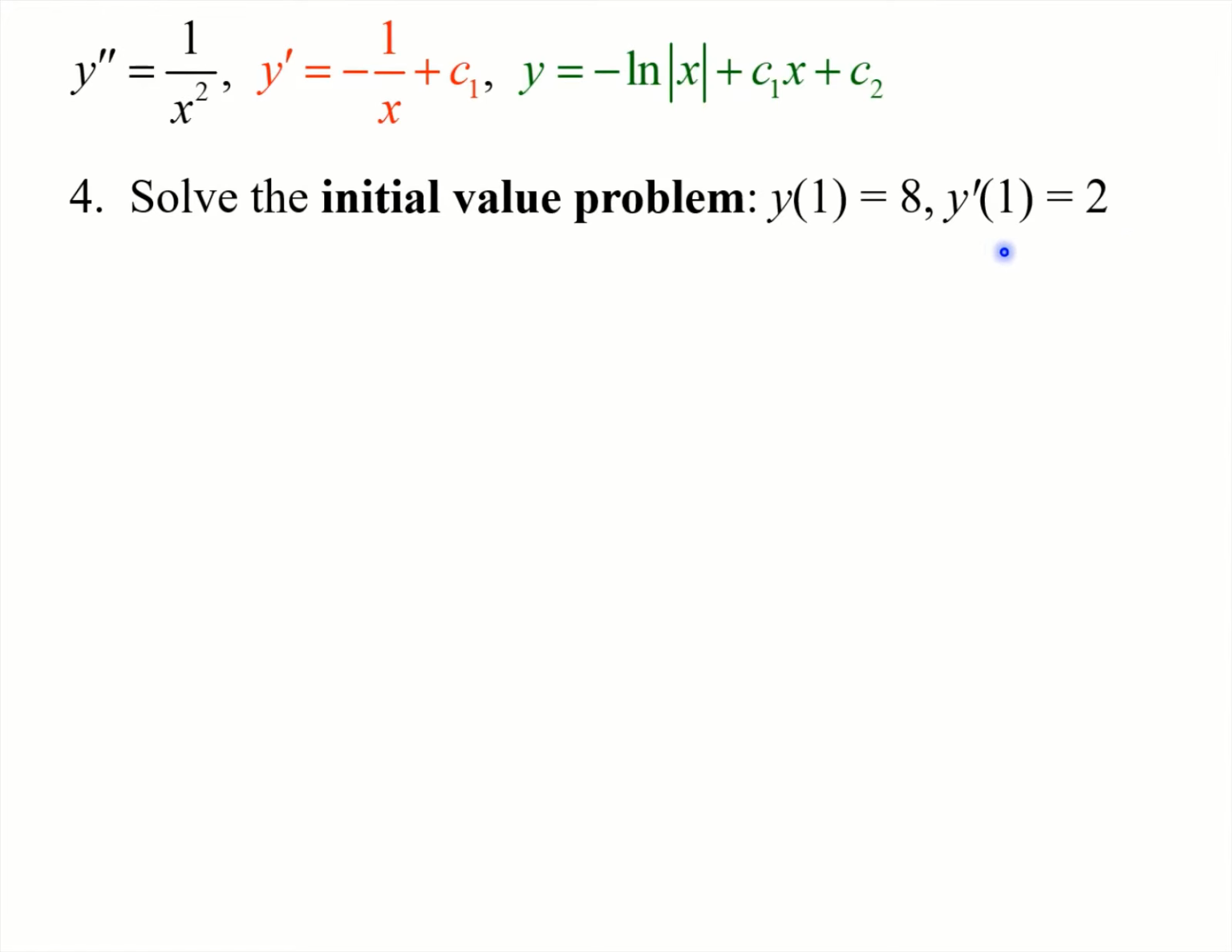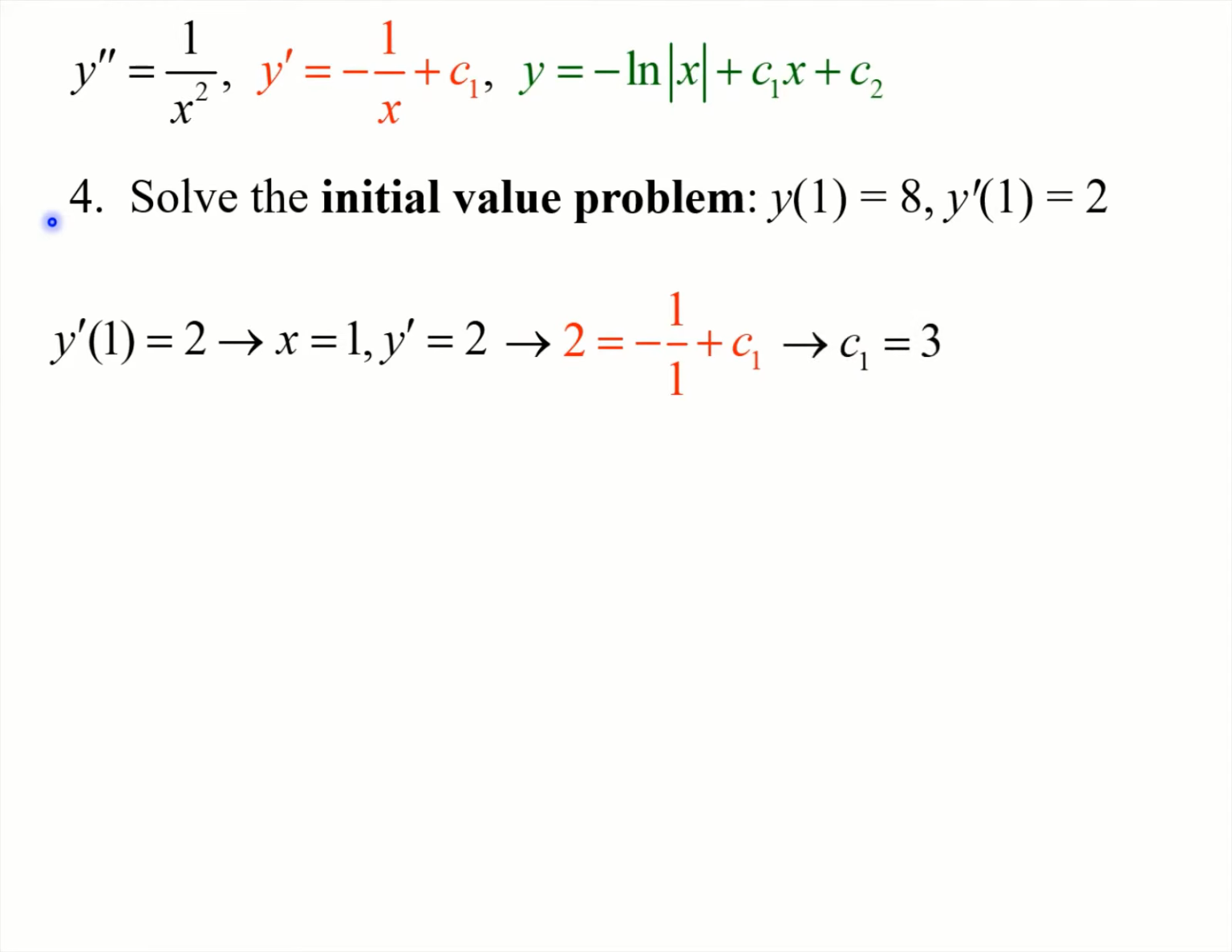We start off with the y prime of 1, and you'll see why. y prime of 1 is 2. So what does that mean? That means x is 1 and y prime is 2. The reason I picked that is because I want to focus on this red equation. It only has one constant, whereas the green equation has two constants. So I'm going to try solving for the first constant, c1, by plugging x equals 1 and y prime equals 2 into that equation. When I do, I end up getting 2 equals negative 1 over 1 plus c1, and we can easily solve for c1. c1 equals 3.